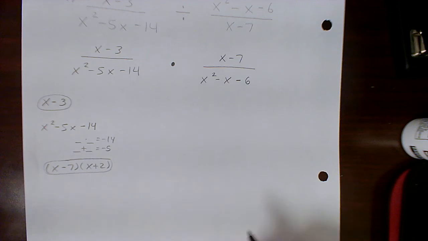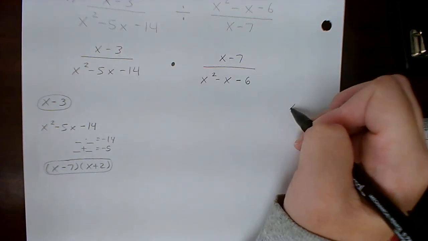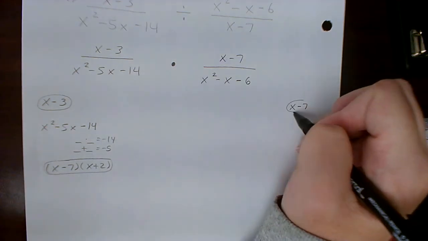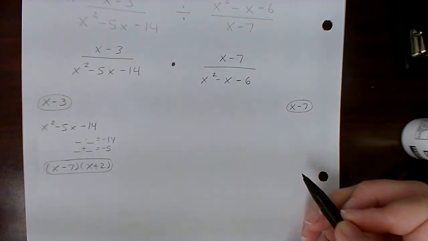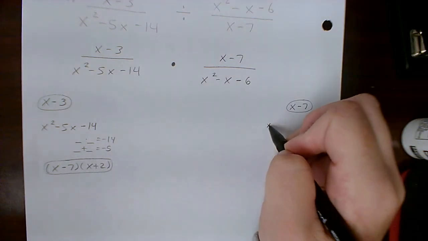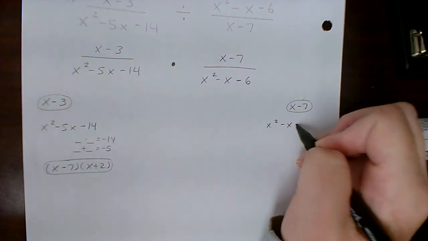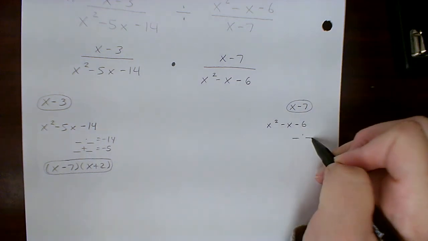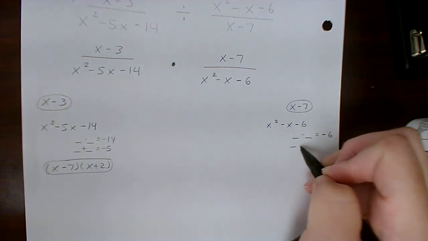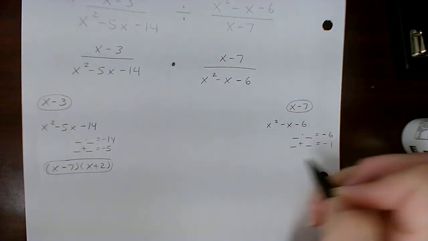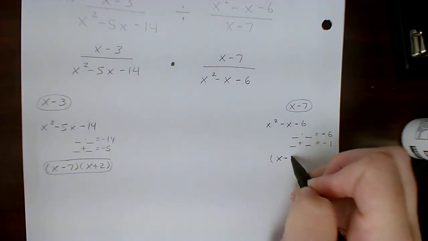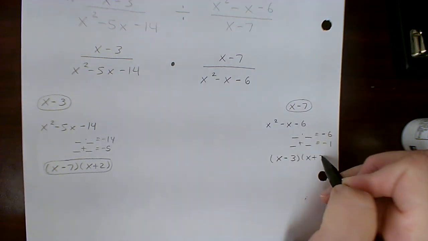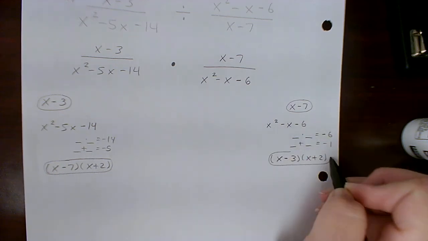That's my left fraction. On my right, the x minus 7 is not going to factor. There is no greatest common factor. It is not a trinomial. I don't have a whole lot of choices there. As far as the bottom is concerned, it is a trinomial. What multiplies to be negative 6 but adds to be negative 1? You should find that negative 3 and positive 2 will do it.